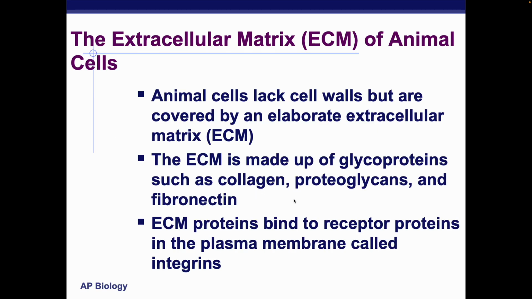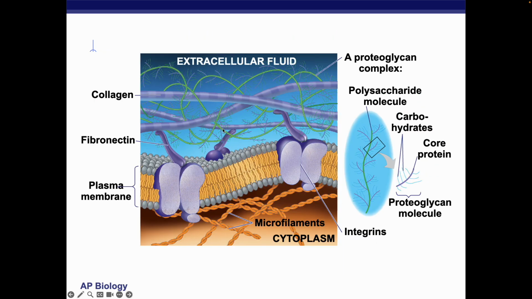Over here is the extracellular matrix of animal cells, which includes the cytoskeleton. The ECM is made up of mainly glycoproteins, and collagen is the main protein involved in the ECM. Here we have collagen fibers, which are wound by a proteoglycan complex. And fibronectin is the main thing connecting to the integrins.